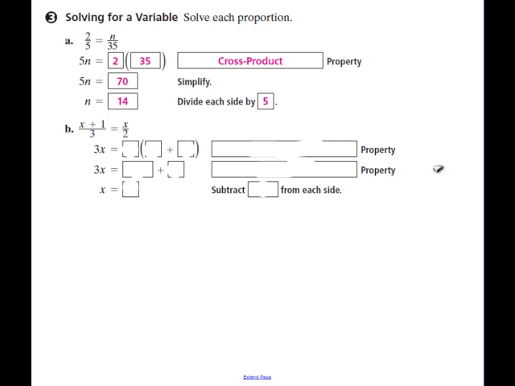So that may be a quicker way if you are a little more skilled at algebra. If not, and it kind of confuses you, then just stick with what you know. Cross product will get you there. Just adds another step or two.